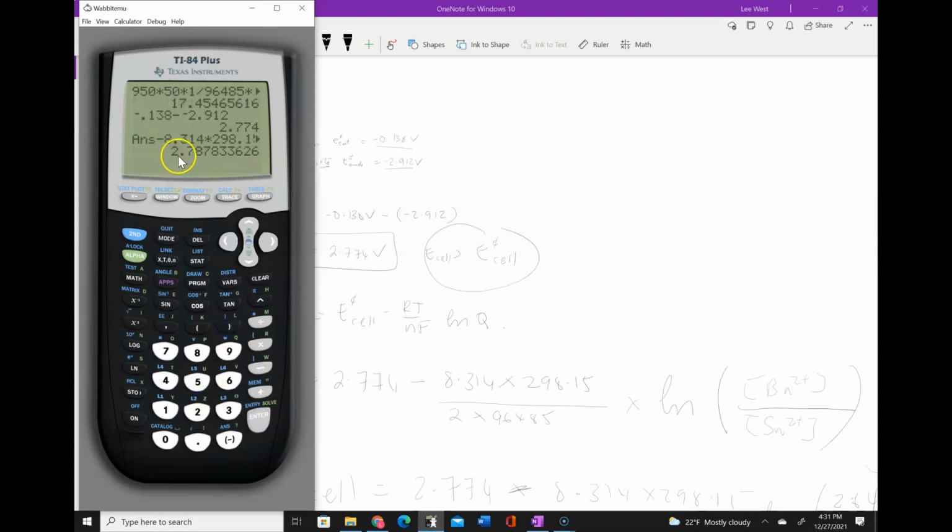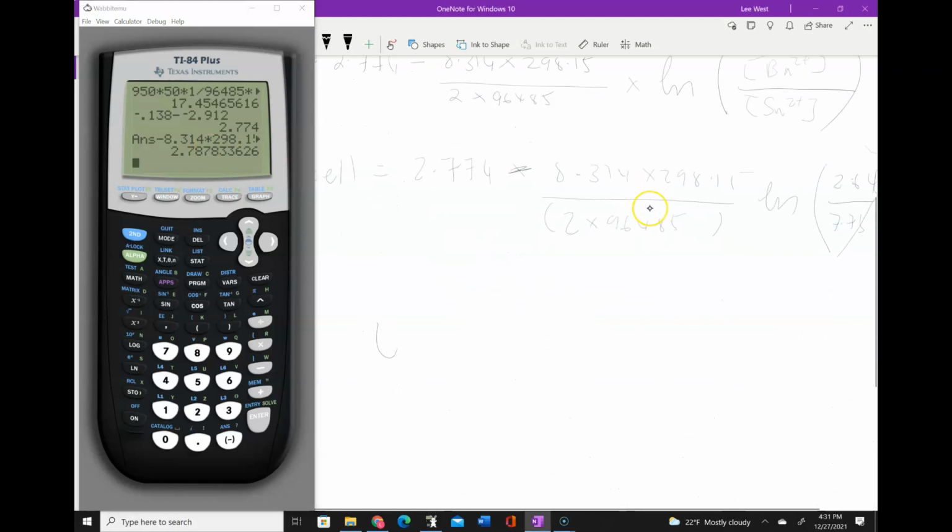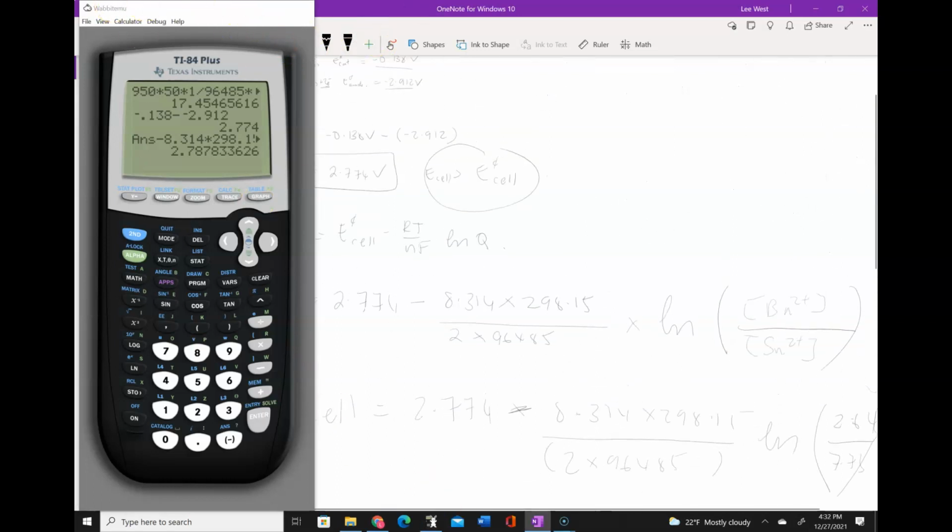All right, there we go, 2.788. So E cell equals 2.788 volts. I said it should be bigger than the standard cell potential, and it is. So that's fine, 2.788. I'm happy about that one.